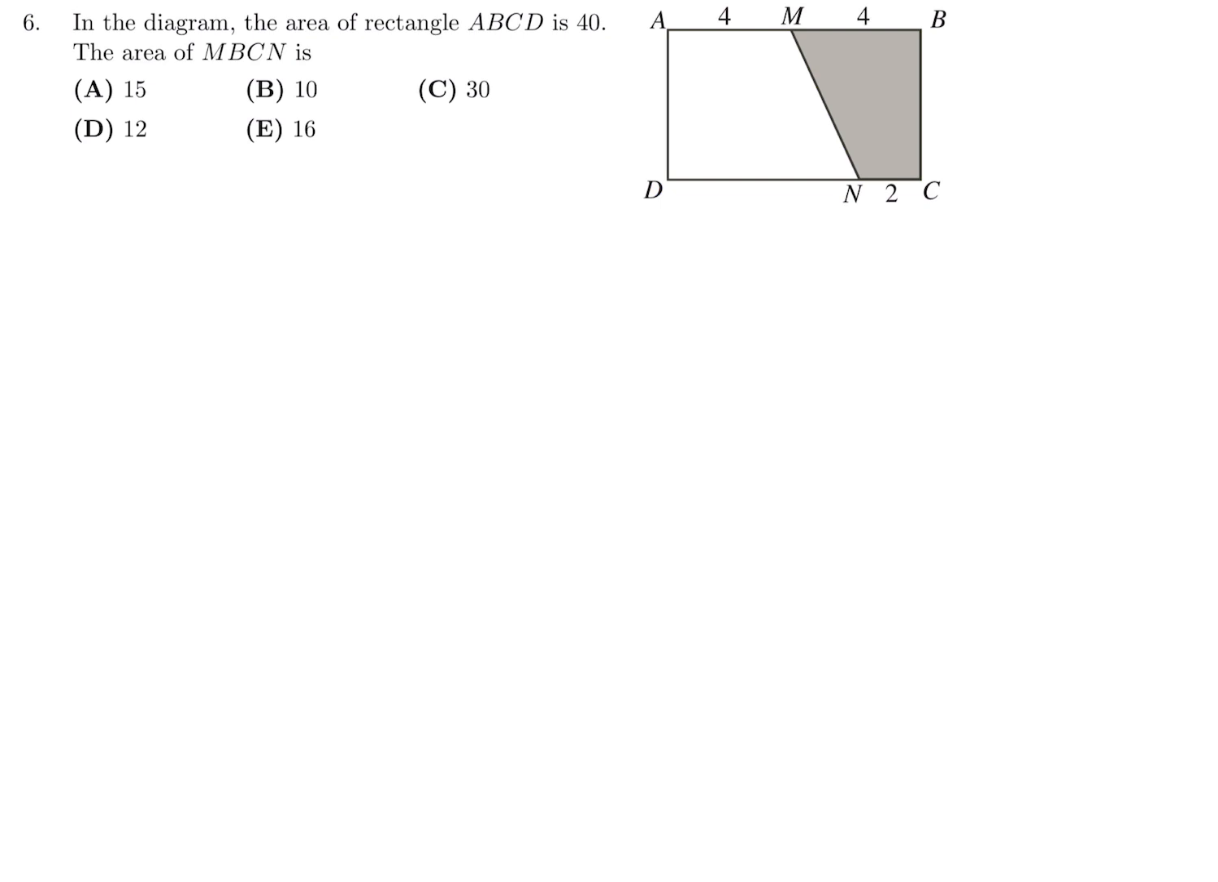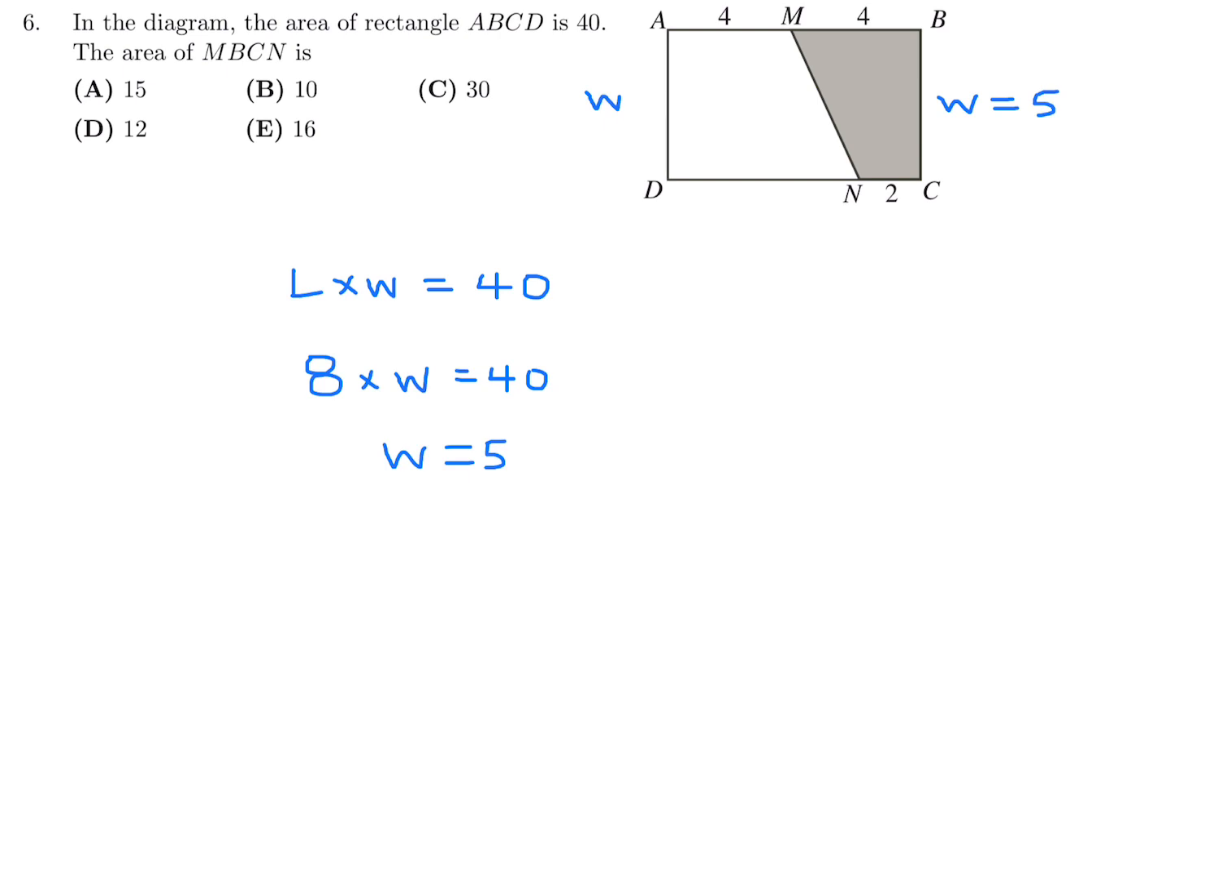In the diagram, the area of rectangle ABCD is 40. The area of MBCN is? So I'll label this width, and the length they've already given us is 8. So length times width is the area, and they tell us that it's 40. So the length we are given is 8 from the diagram. So 8 times W is 40. So therefore W is 5. So that's the first piece of information that we need.